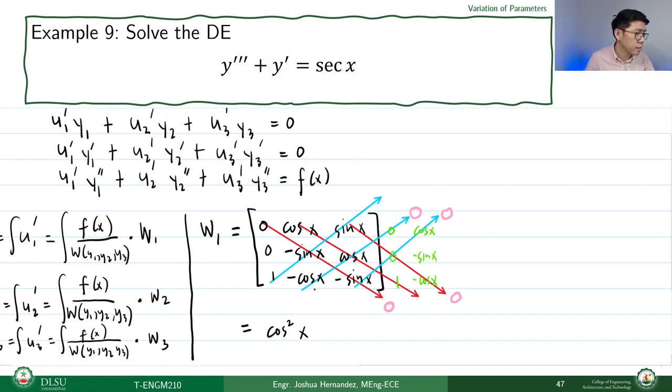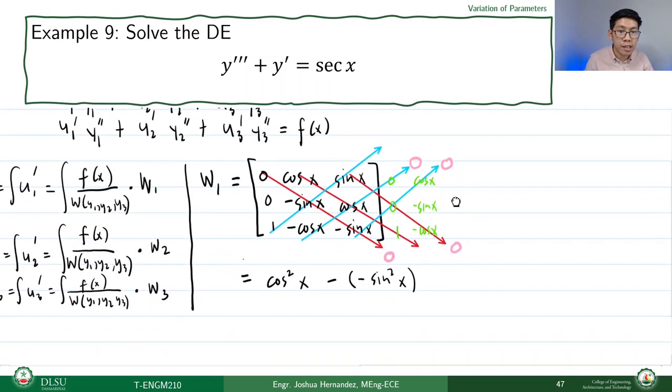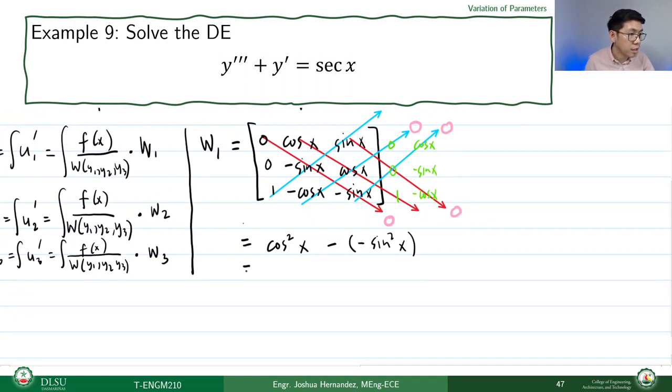cosine squared x minus, we have negative sine x, negative sine x squared, or negative sine squared x. Yeah. And so again, ganun uli, we can notice na our equivalent expression for w sub 1 is simply equivalent to 1. Kasi cosine squared x plus sine squared x, by trigonometric identity, is equal to 1. Okay? So, meron na tayo ng 1.